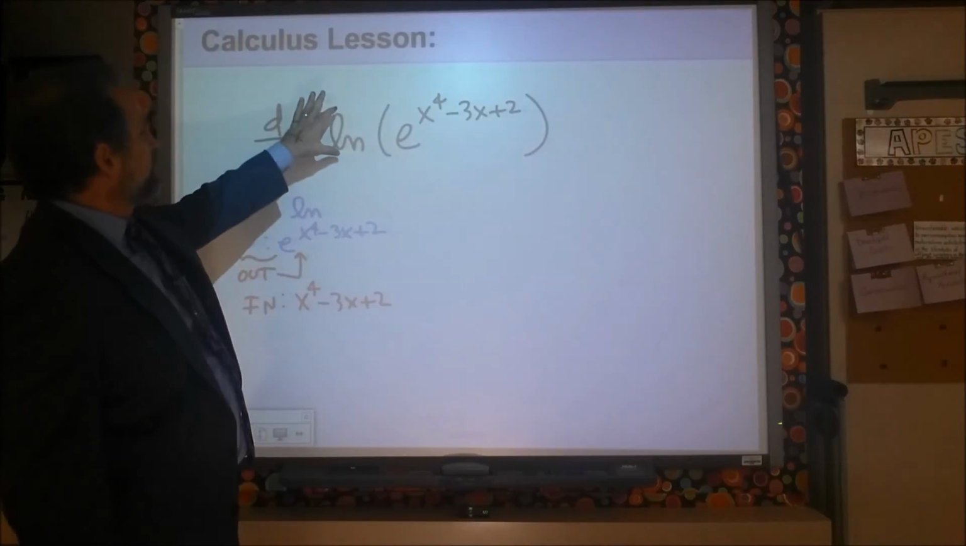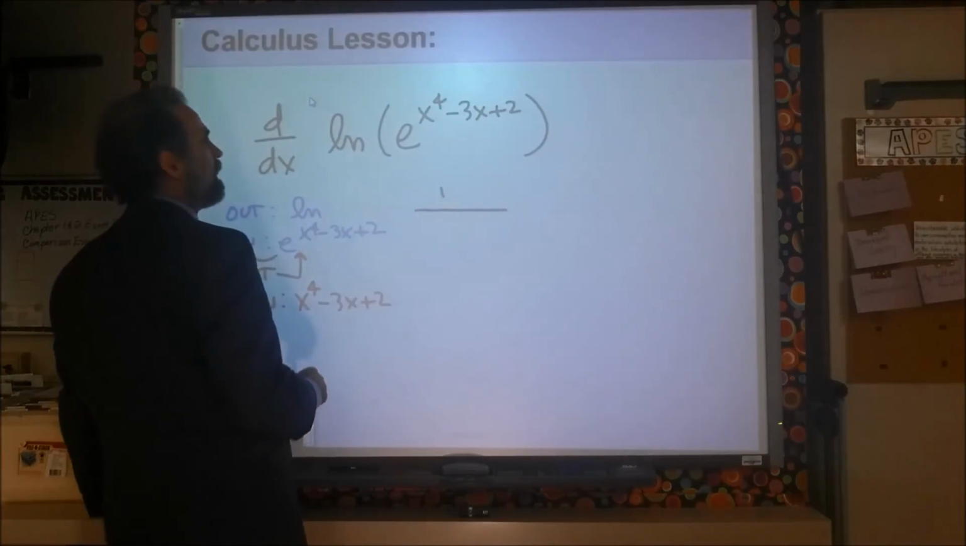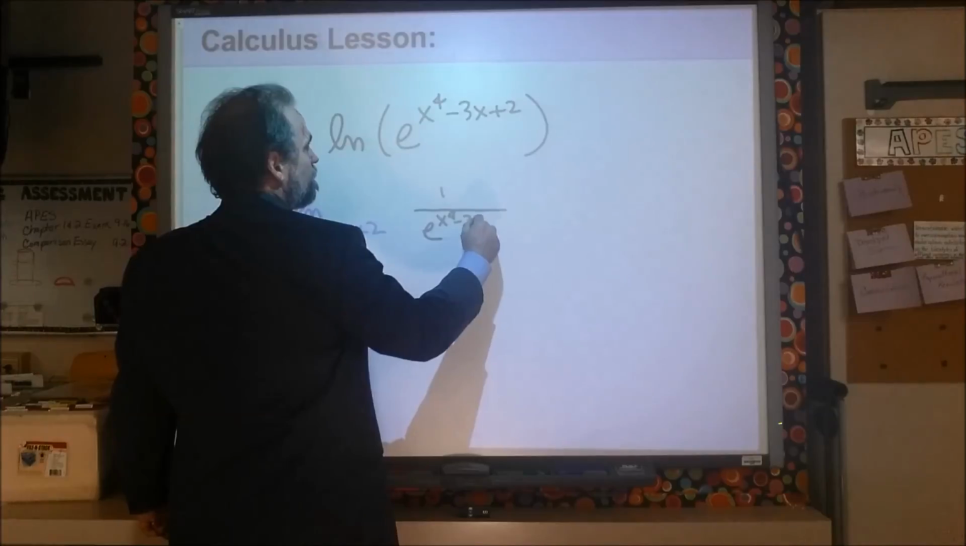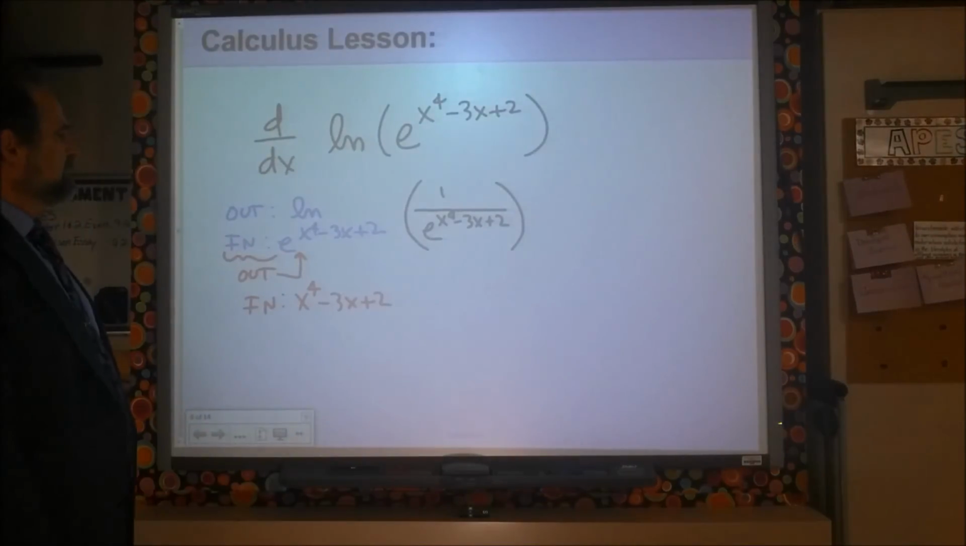So the derivative of log is 1 over, right? And what am I taking the log of? That's what goes on bottom. That's the derivative of the outside. Okay?